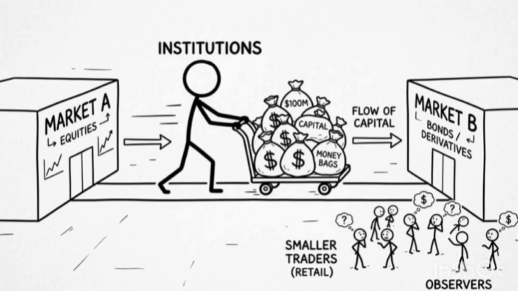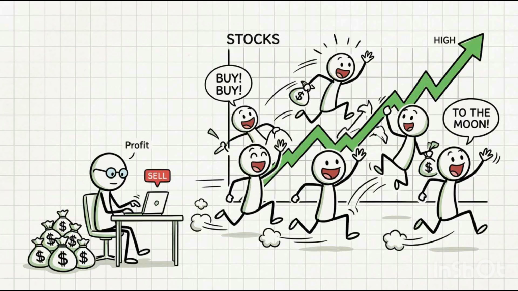Second, institutional traders and hedge funds begin rapidly adjusting their portfolios. They might sell risky assets. They might buy defensive assets. And because these institutions move massive amounts of capital, their decisions create strong price movements. Third, algorithmic trading systems react automatically to geopolitical headlines. These algorithms scan global news sources in real time and execute trades instantly. This can amplify market volatility even further.